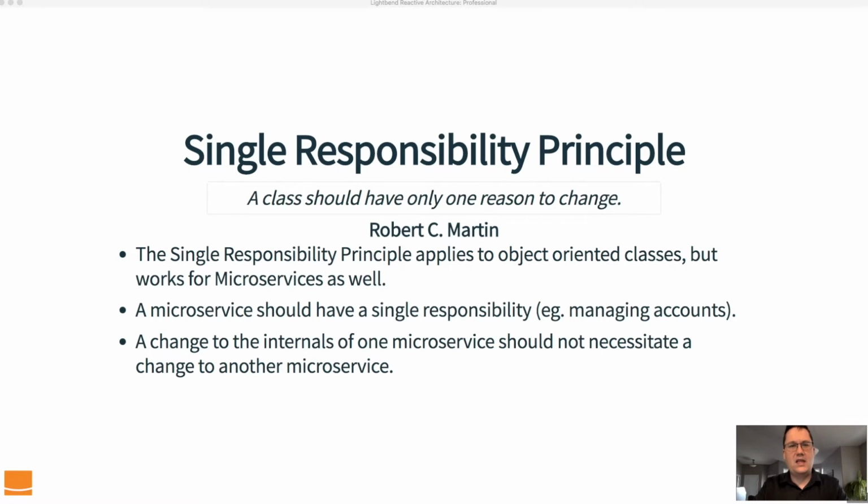What this does is it means that a change to the internals of one microservice shouldn't necessitate a change to another microservice. So if I go ahead and I want to completely rewrite the reservation service, that shouldn't require me to also make changes to the customer service or to the order service or something else. If I want to completely gut the customer service, which the reservation service does depend on, then again, as long as I maintain the external API for that service, nobody needs to know that I made any changes. And so that's a big part of how the single responsibility principle applies to microservices.